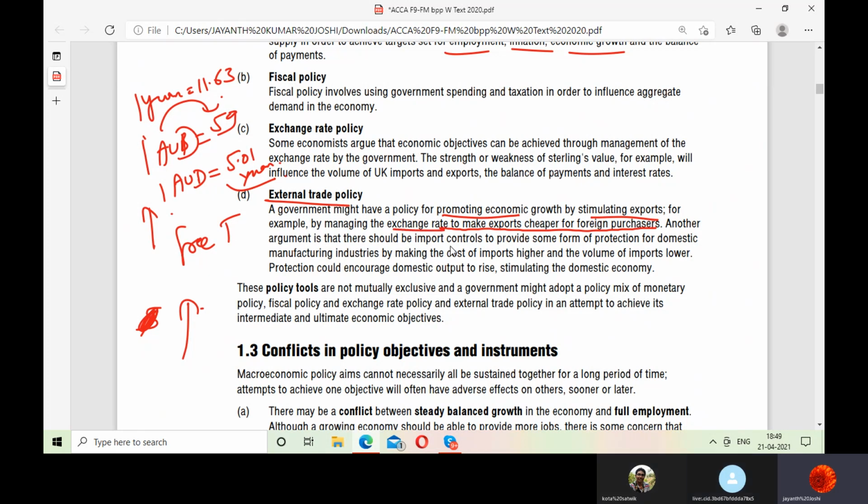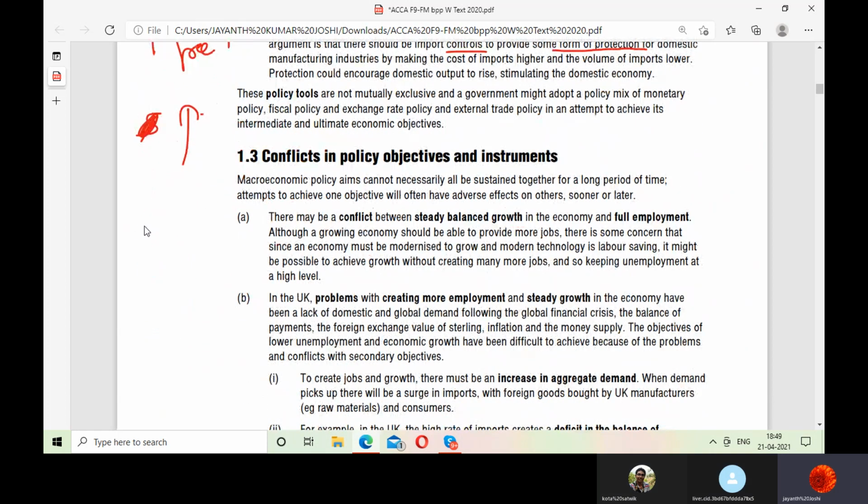Another argument is that there should be import controls to provide some form of protection. How can you make import controls? See, today did you hear the news that the government of India is going to reduce or remove the import duties on remdesivir injections or vials? Did you hear this news? Come on, if you don't answer, then what is the meaning? No, sir. See, become smart. Read some newspapers. Import duty.